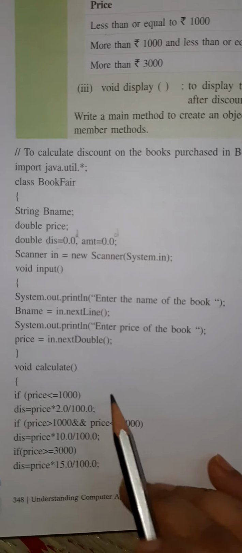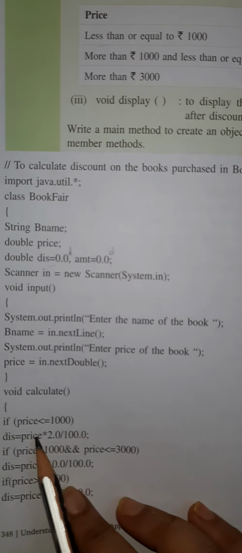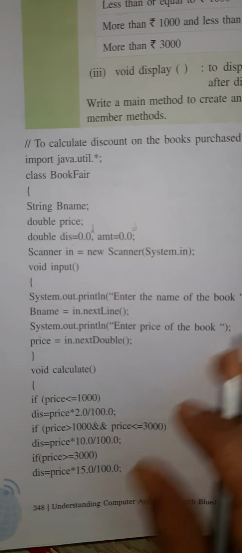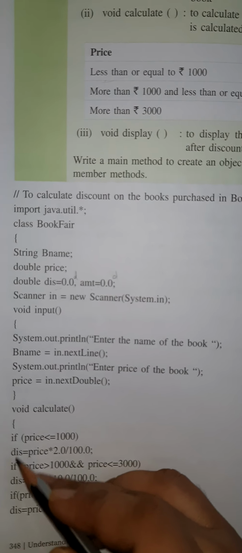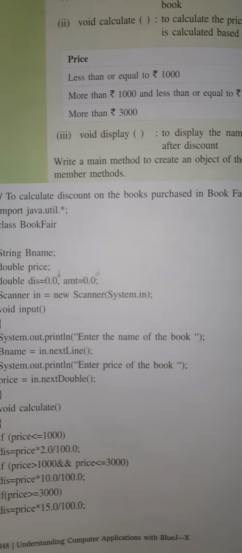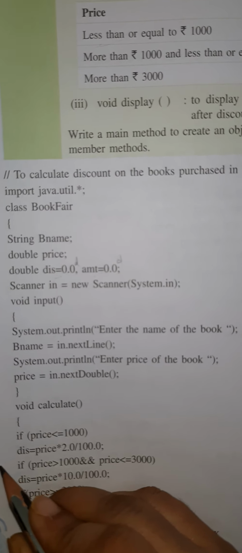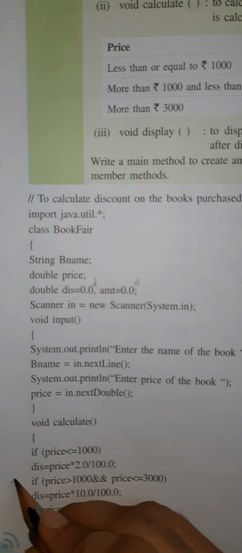Then with the scanner, in the input, the name of the book is entered and the price is also entered. Here we are calculating: if the price is less than or equal to 1000, then we calculate 2% of the price, so price into 2 by 100. You can use if-else here also, and lastly else, like that you can use it. Otherwise, each and every condition we will go on executing for the other parts also. So this can also be written as else if, this is also correct, but if you wish you can use if-else, and here only else.